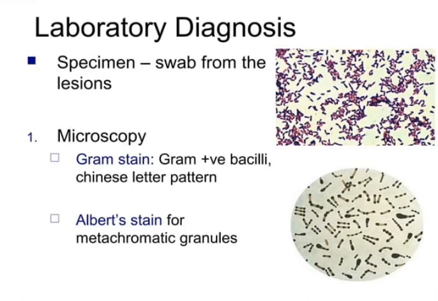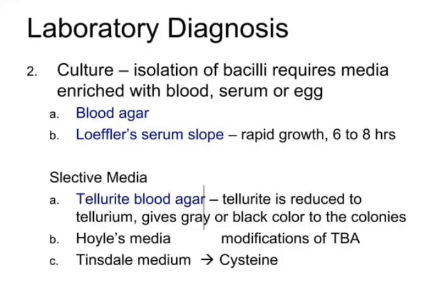Laboratory diagnosis: specimens are swabs from the lesion. Microscopy shows gram-positive bacilli forming a Chinese letter pattern, and Albert stain shows metachromatic granules. In culture, isolation of the bacilli requires media enriched with blood serum or egg: blood agar and Loeffler's serum slope, which gives rapid growth in about 6 to 8 hours. Selective media: tellurite blood agar. Tellurite is reduced to tellurium, giving a grey or black color to the colonies.